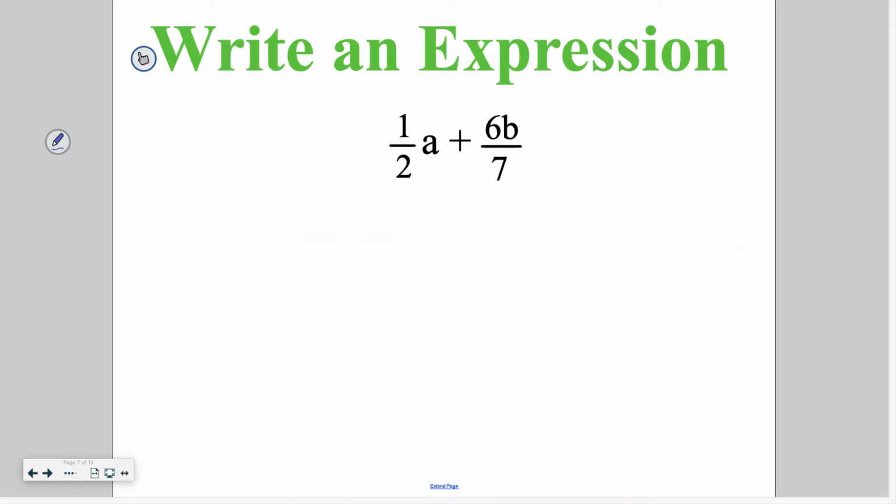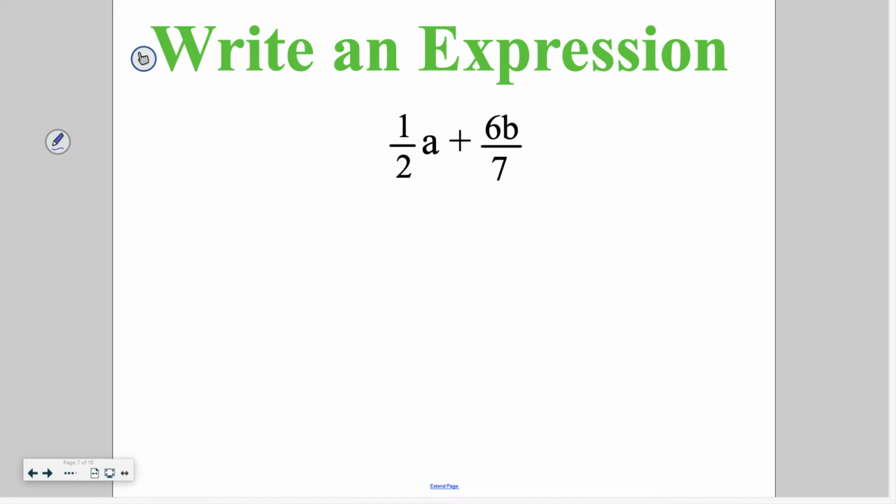Our first job in this video is going to be to translate from an algebraic expression to a verbal expression, aka a sentence. So I'm looking at this problem right here and I want to put it in words. There are a lot of different ways you can do this. I'm going to show you a couple right now.